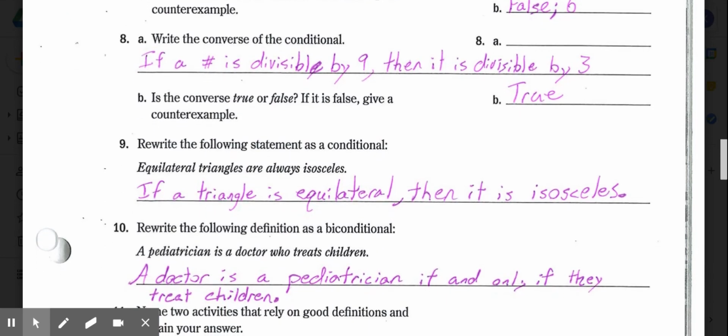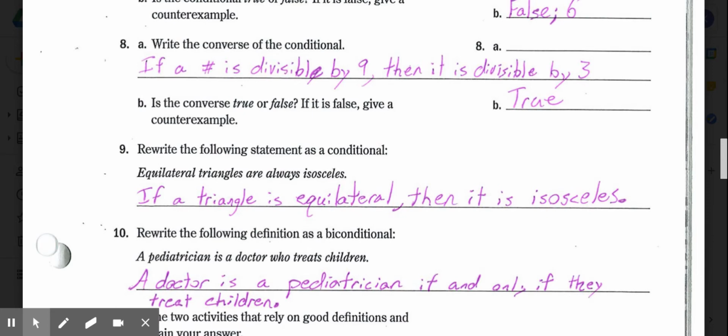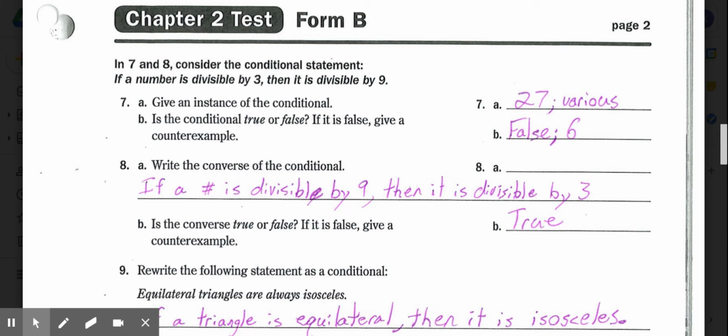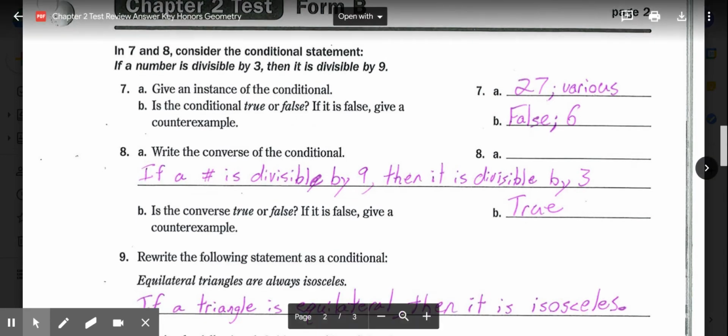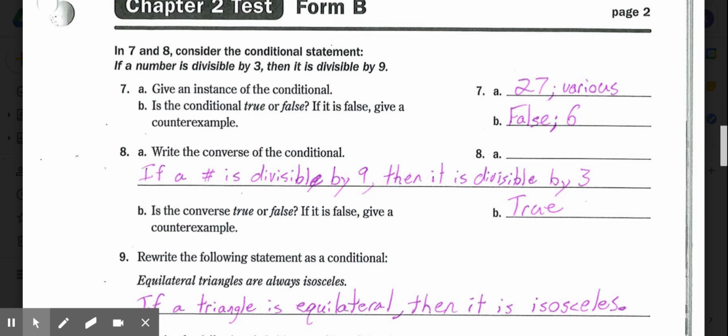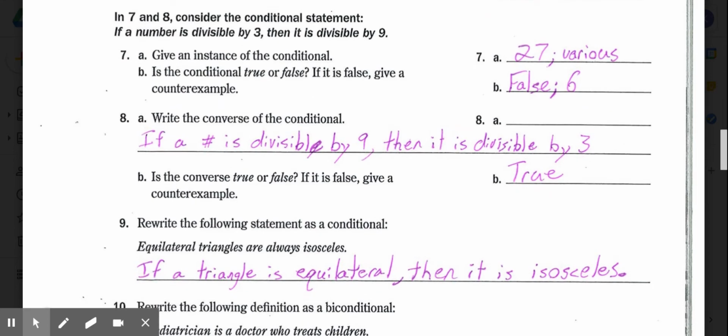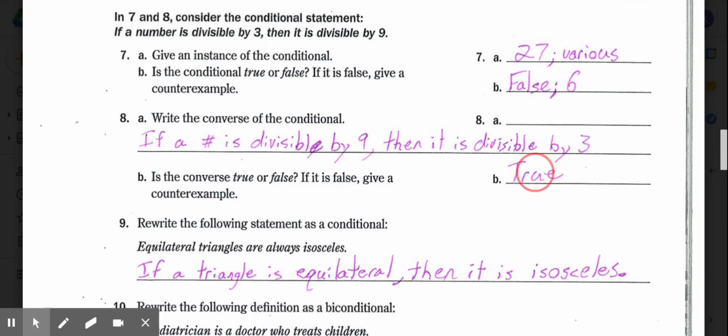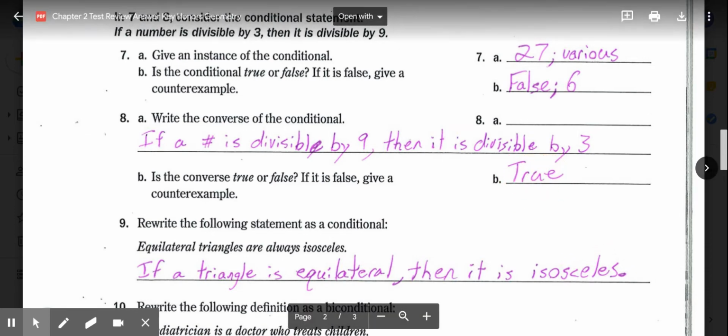In 8a, write the converse of the conditional statement up here. So we're flipping our antecedent and consequent. So it would read, if a number is divisible by 9, then it is divisible by 3. And in this case, that is true for all instances because anything divisible by 9, by definition, is also divisible by 3 because 3 is a factor of 9.